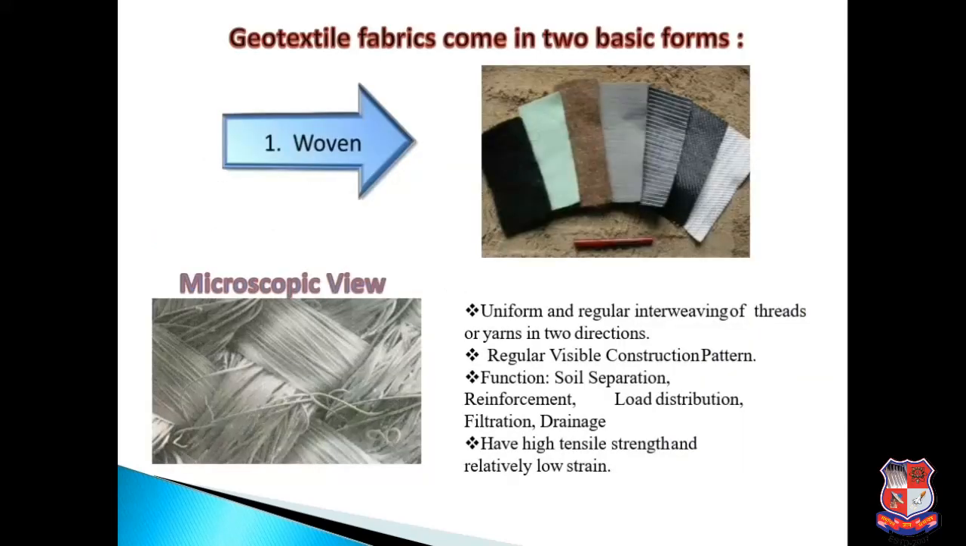Next, geotextile fabrics come in 2 basic forms, woven and non-woven. You can see a real life image of woven and a microscopic view of it. Let's discuss it. Uniform and regular interweaving of threads or yarn in 2 directions, with a regular visible construction pattern. Its function is soil separation, reinforcement, load distribution, filtration and drainage. It also has high tensile strength and relatively low strain.